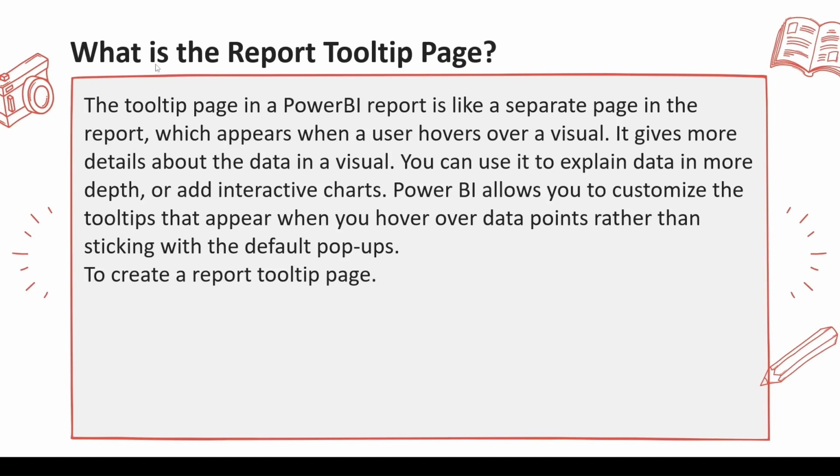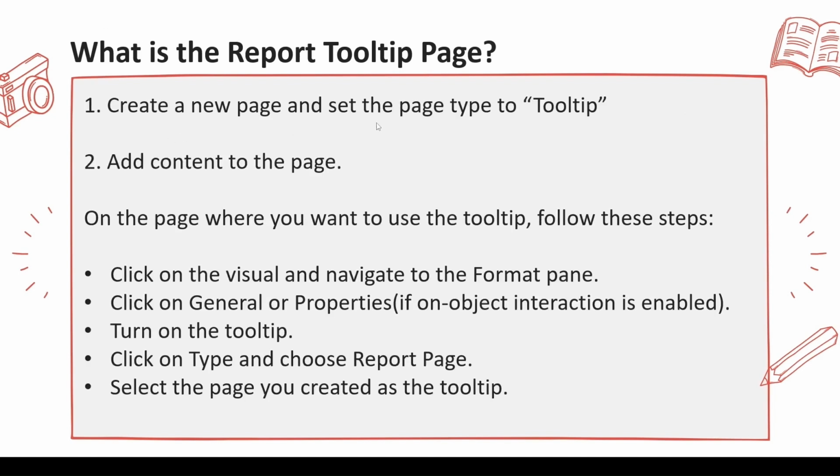Let's understand that. So create a new page and set up the type as tooltip. Now this option again is part of the format pane and the format pane has undergone a few changes over a period of time. So there are slightly different options over time, but you should be able to get how to make a page a tooltip page.